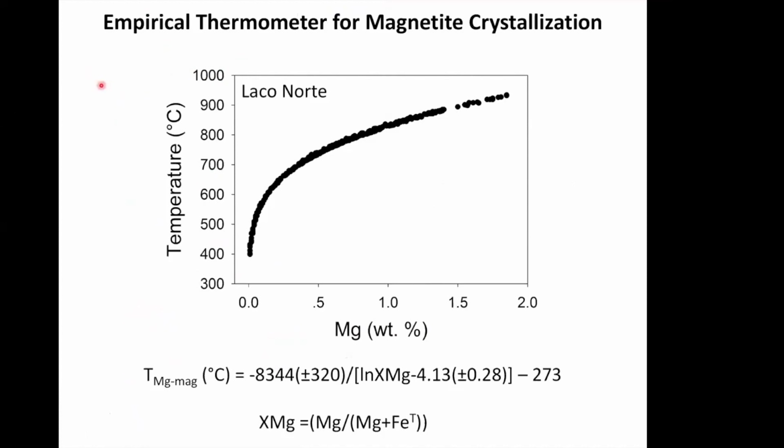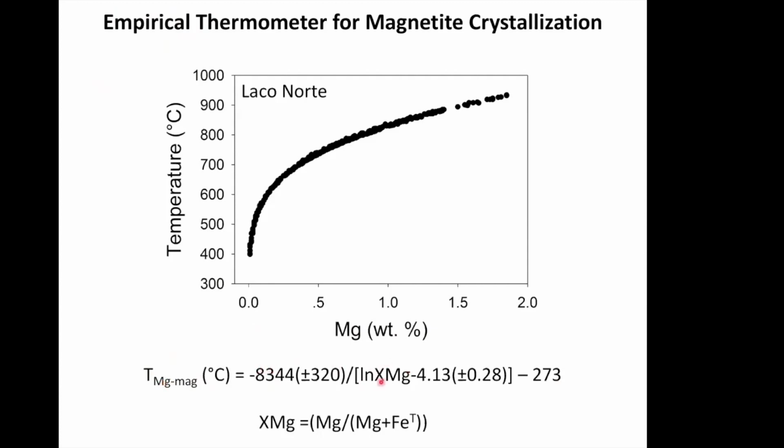Now I'm going to show you some temperature data. There's a paper that was published earlier this year, or I think it might still be in press, by Kenneal at UBC, who developed an empirical thermometer for magnetite crystallization. I'd encourage you to read the details of that paper. But for my purpose, I just want you to know that this equation that I'm circling allows you to calculate the temperature of crystallization of magnetite by using the concentration of magnesium, which is found to be linearly related to the temperature of magnetite crystallization.